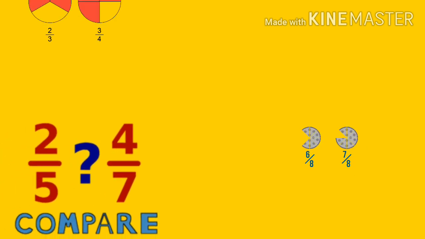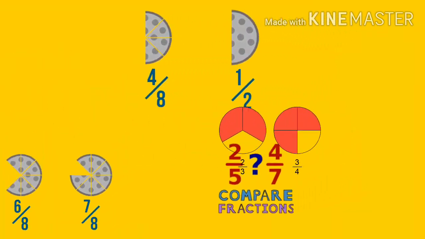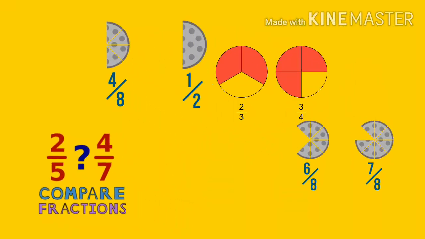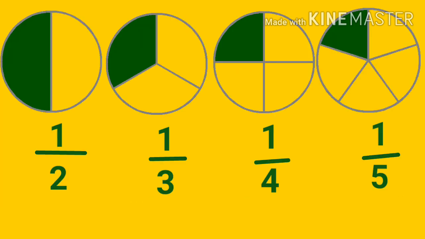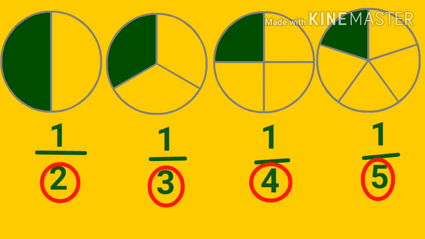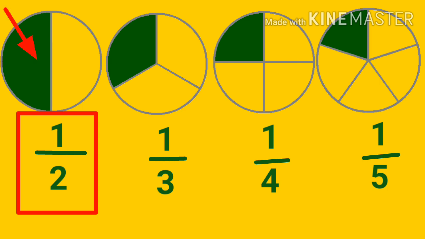Till now, we have learned to compare fractions with the same denominator and different denominators. Let's see what happens when we compare fractions with the same numerator. Let's consider these fractions. Here, all the fractions have the same numerator. And in the figure, we can observe that the fraction with the larger denominator has a smaller shaded part and the fraction with the smaller denominator has a larger shaded part.